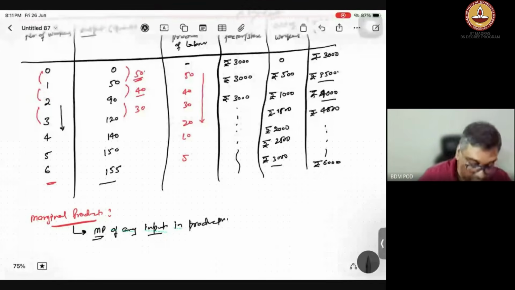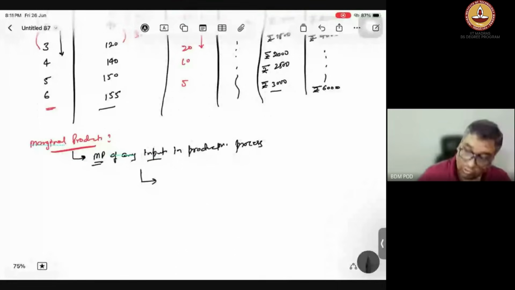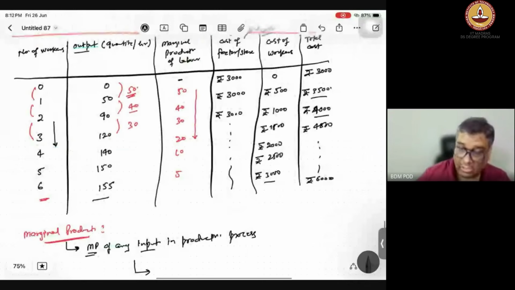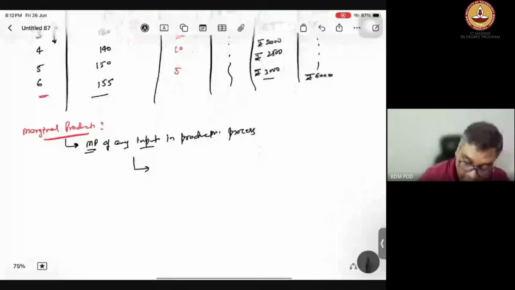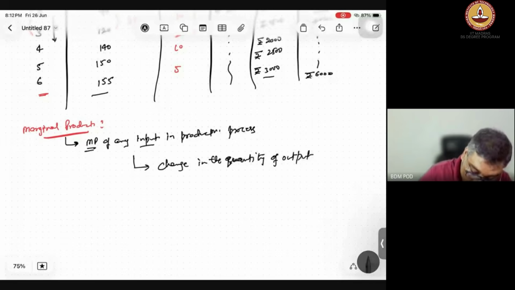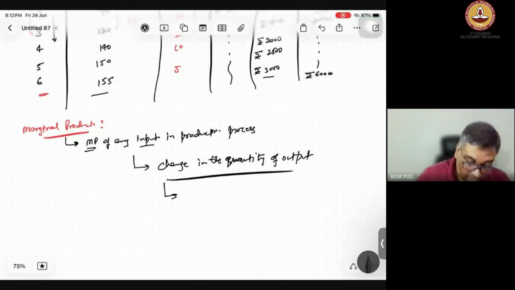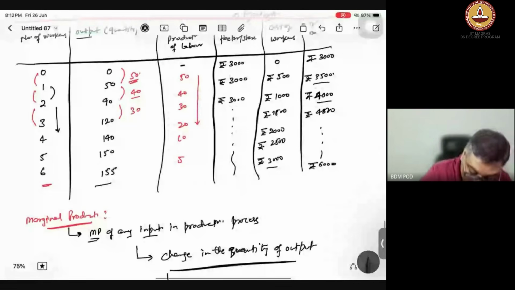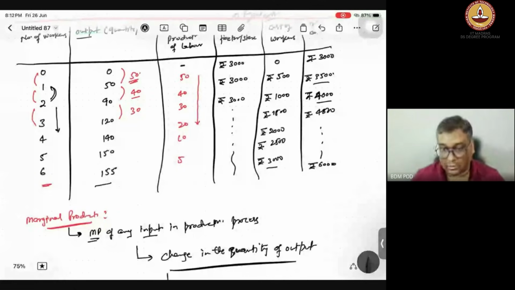What exactly is it doing? The change in the quantity of output. If we are changing the number or per unit change in the inputs, how is this going to change the output? It is the change in the quantity of output when we are varying the units, per unit change in your input. You got my point?